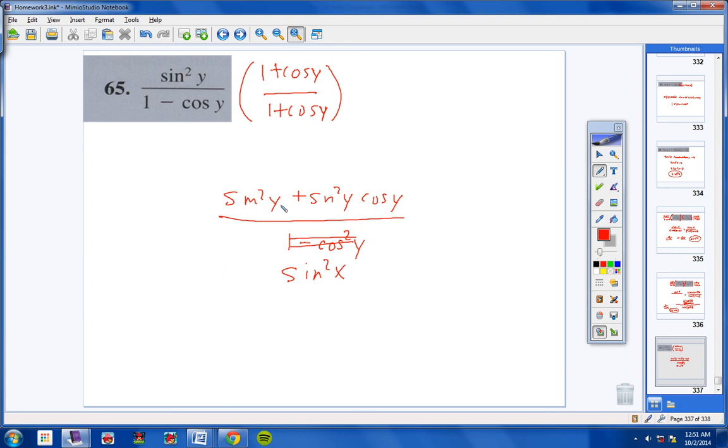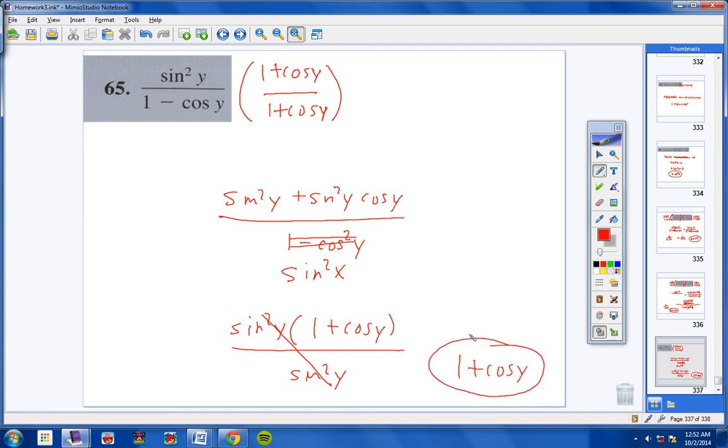Okay, now 1 minus cosine squared is the same thing as sine squared. And so now if you look what you have, students, really, I would take the numerator if I were you, this right here. I would factor a sine squared out of both terms. So it looks like this: 1 plus cosine y all over sine squared y. And now these will cancel. And then you're left with 1 plus cosine y. And now you eliminated the fraction like they wanted you to do. And I believe that's the answer in the back of the book. Yes, it is. So we're doing pretty good there, okay?